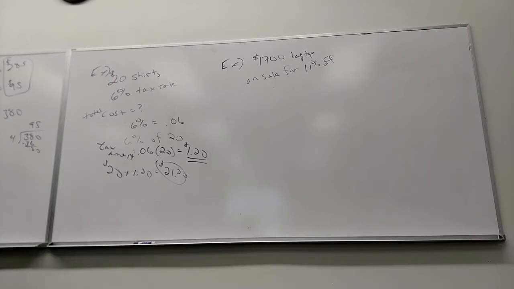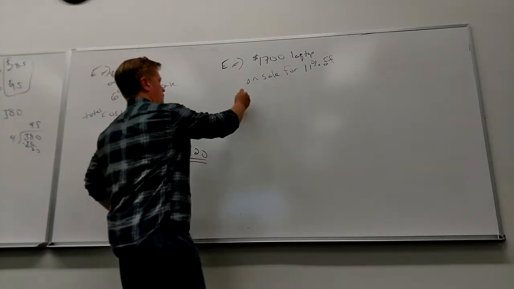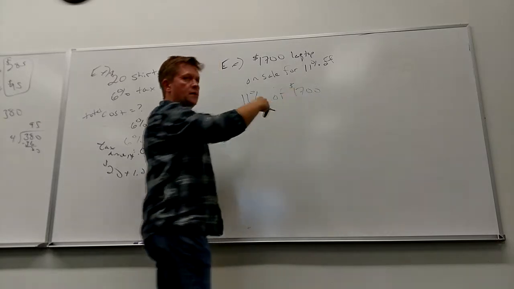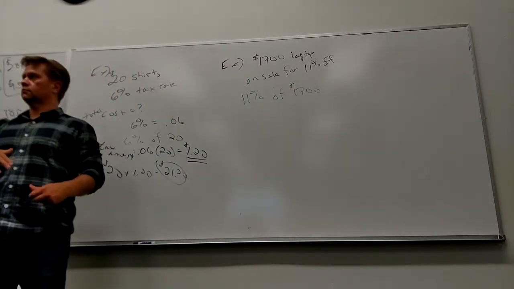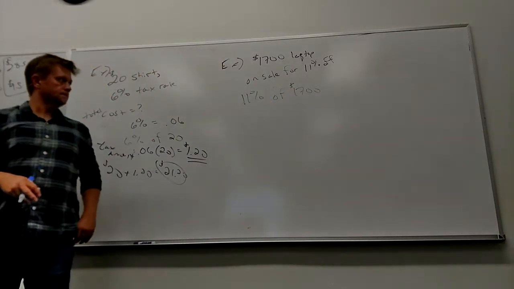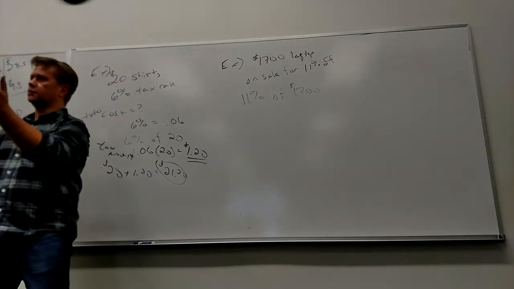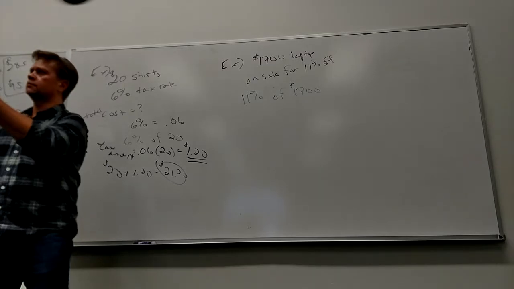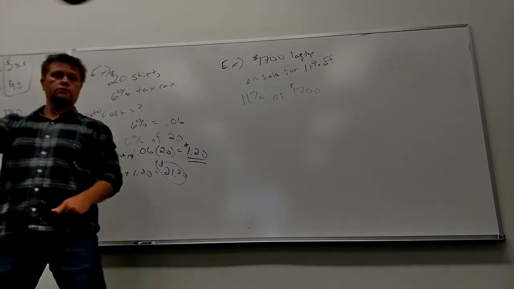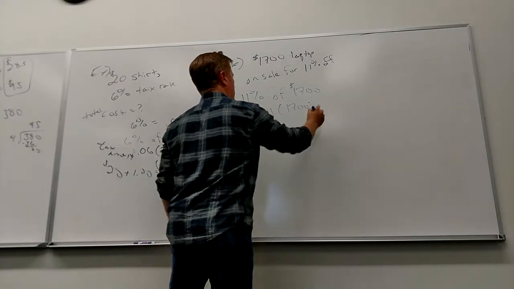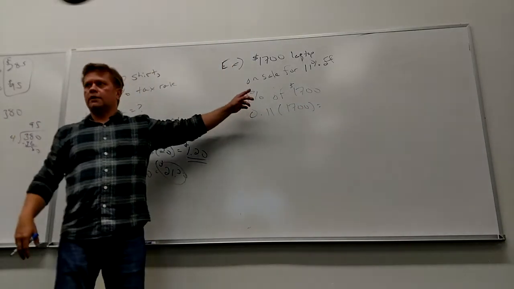So what do you have to figure out first? Yeah, 11% of that will be the amount that I'm going to subtract, right? Let me tell you real quick. You can do that in the calculator. What's 11% as a decimal? 0.11. 0.11 times 1,700.